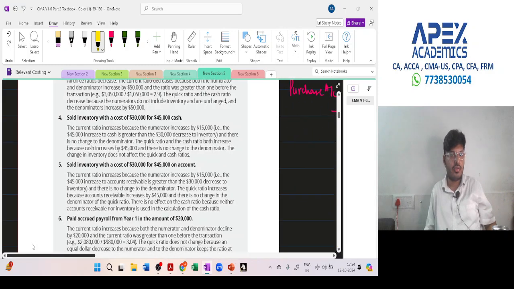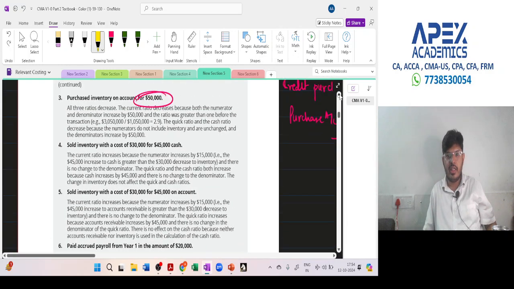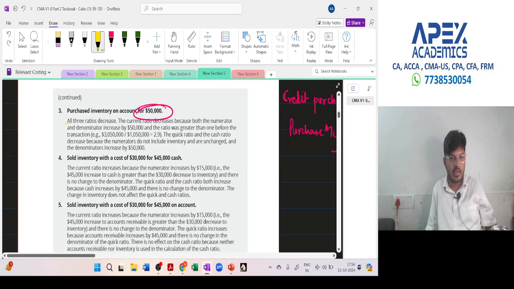So all three ratios, what is happening to them? All three ratios are going to reduce. All the three ratios decrease. Understood? Point number 3. Point number 4.